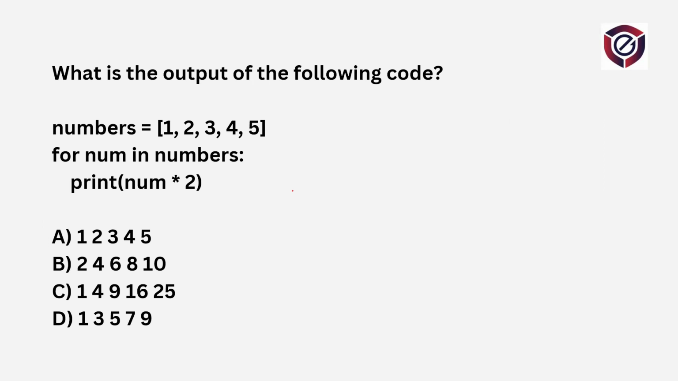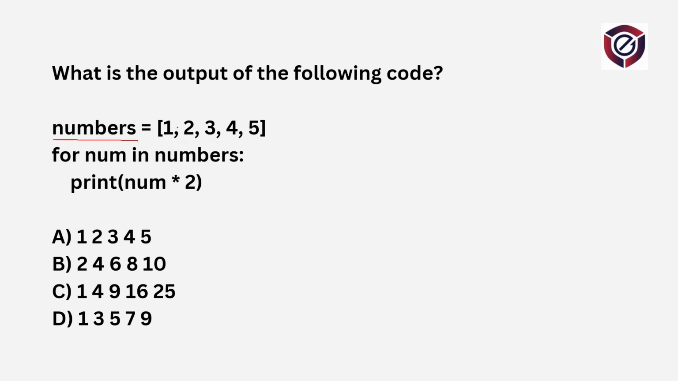What is the output of the following code? There are 5 numbers given in a list with the name numbers, and you need to print for num in numbers, print num into 2. Means for each number in the numbers list, print number into 2. Like what? Take a number and multiply it by 2 and print. Like 1, 2, 3, 4, 5.